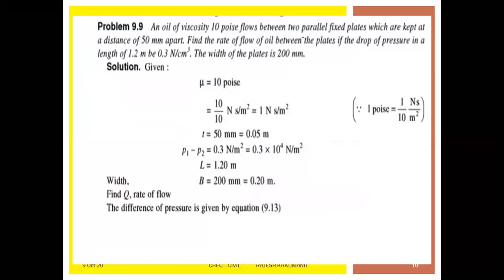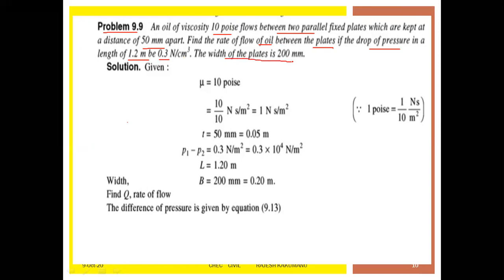The next problem. An oil of viscosity 10 poise flows between two parallel fixed plates, which are kept at a distance of, what is the distance here? 50 mm apart. Find the rate of flow of oil between the plates if the drop of pressure in the length of 1.2 meter is 0.3, and the width of the plate is 200 mm.